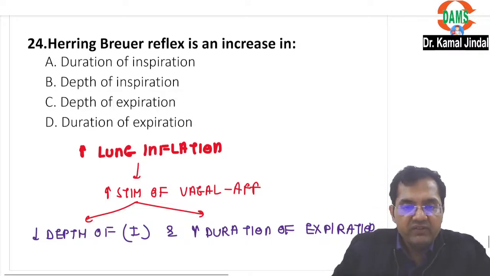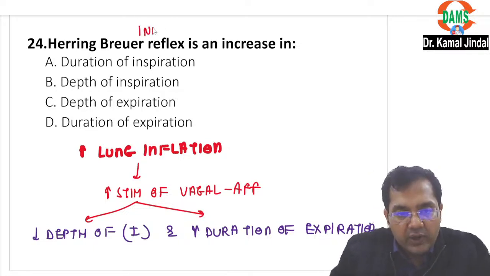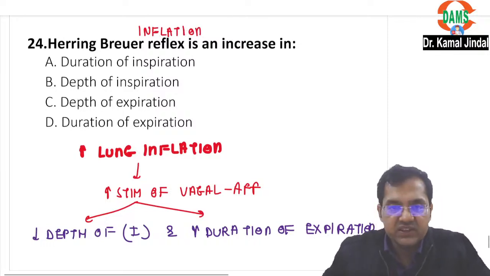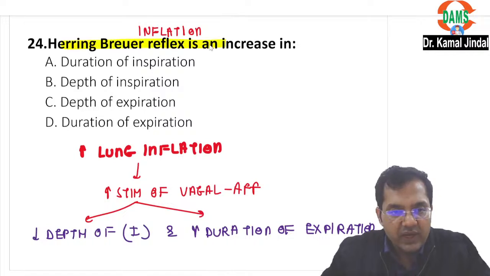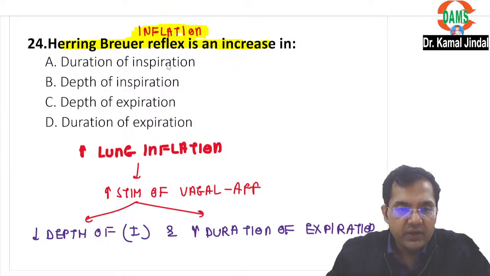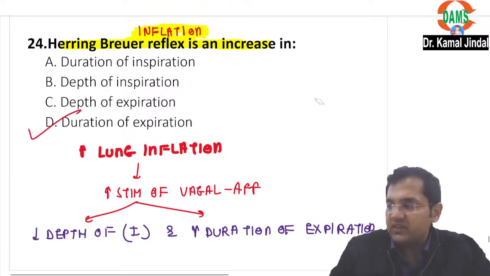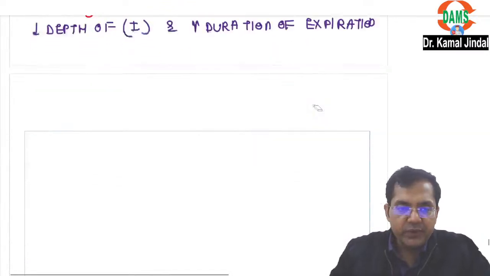So when we are asking here, although I have not written it, they actually mean inflation. If they want to ask Hering-Breuer deflation, they will write deflation, right? So we could have written inflation here also for you. Let's look at the options. Duration of inspiration will decrease, depth of inspiration decreases, but duration of expiration increases, right? That's the best answer. Moving to 25.